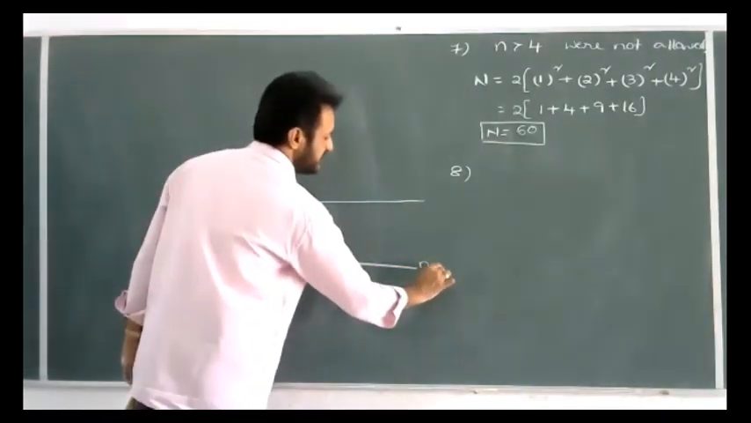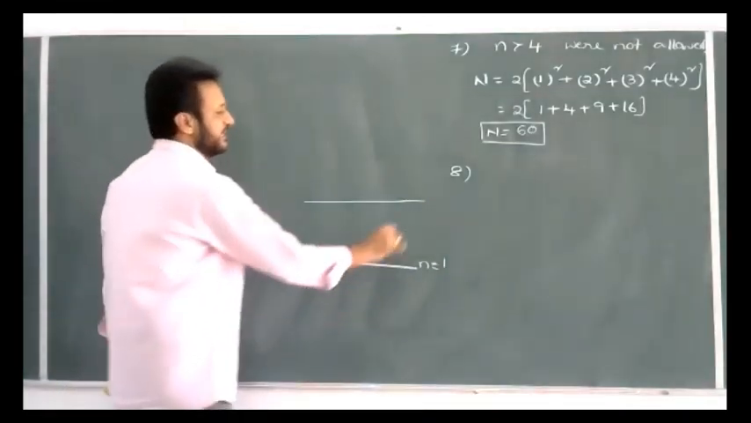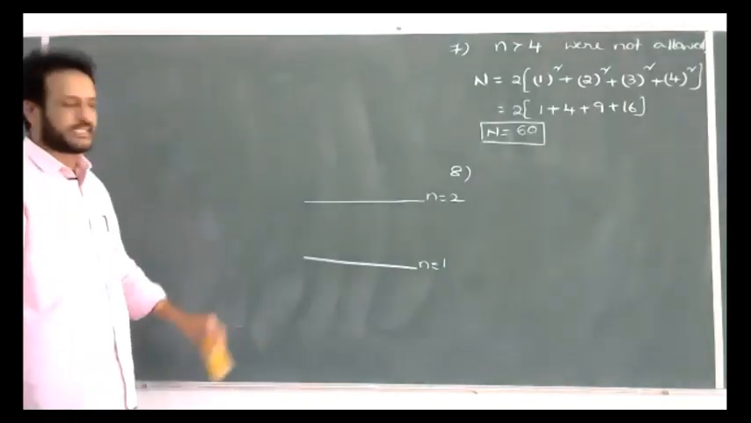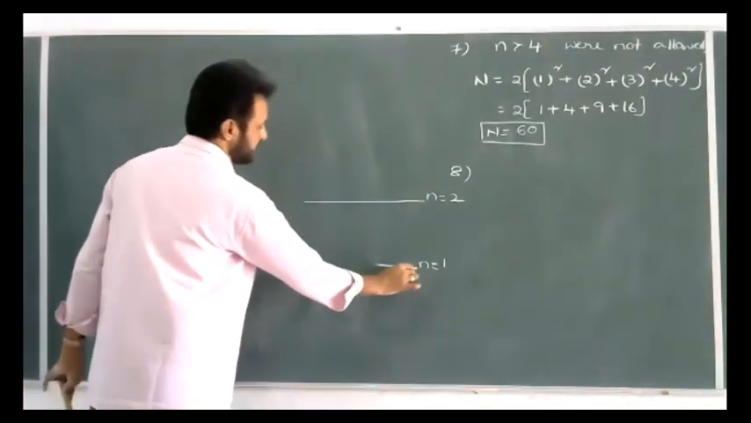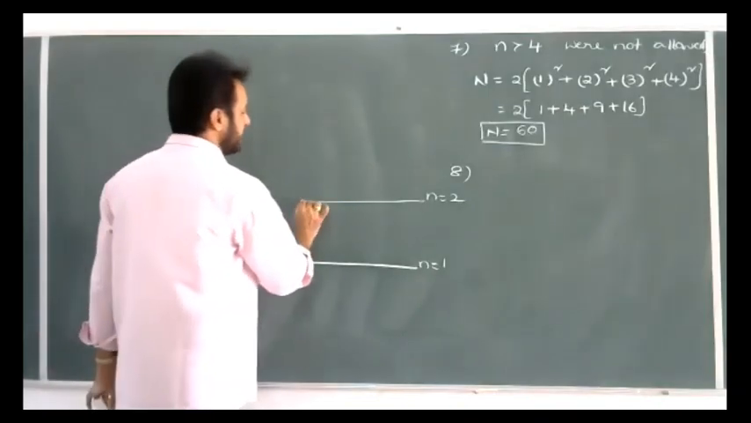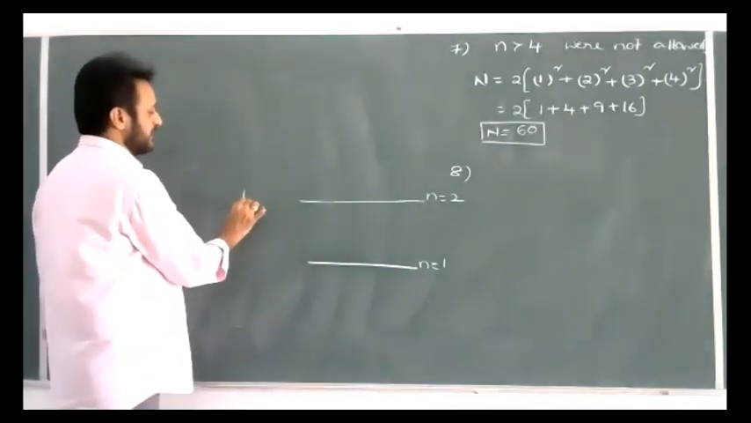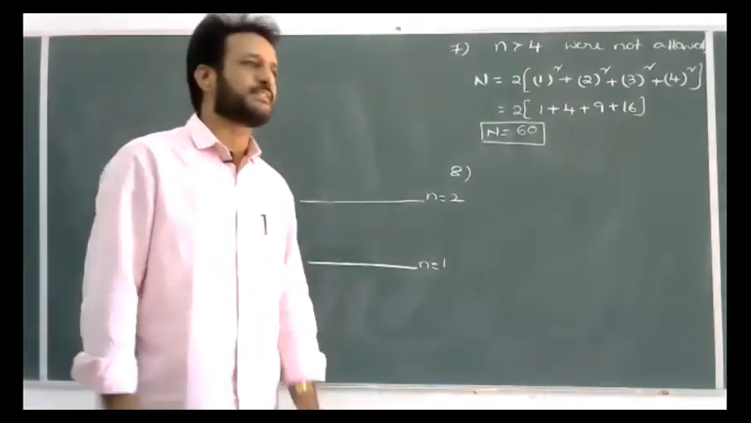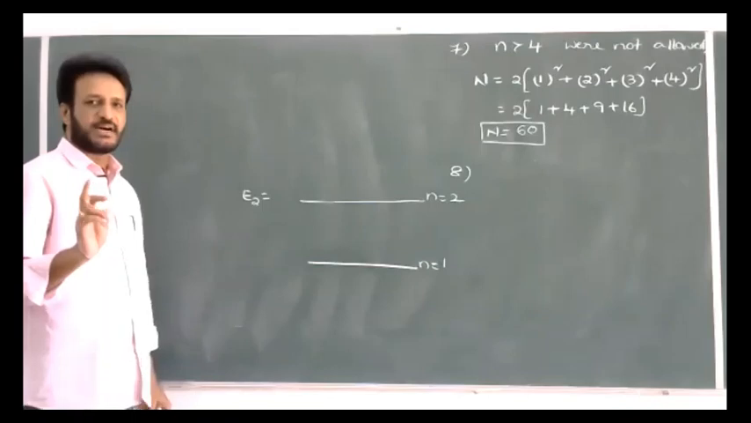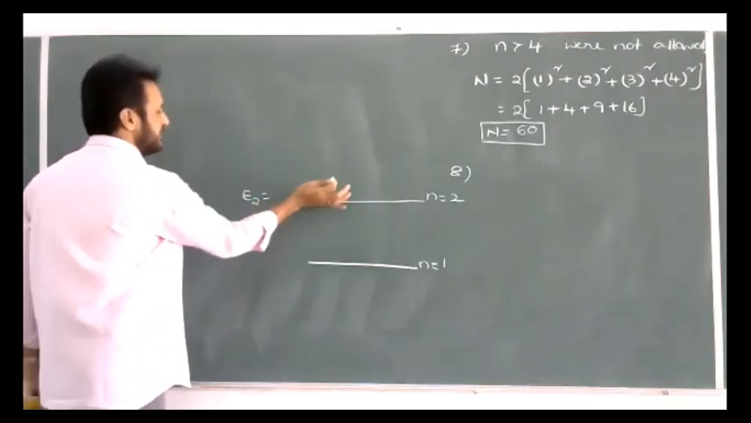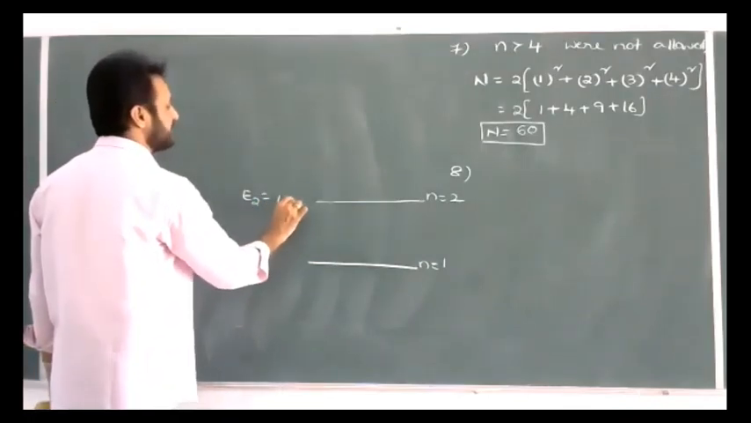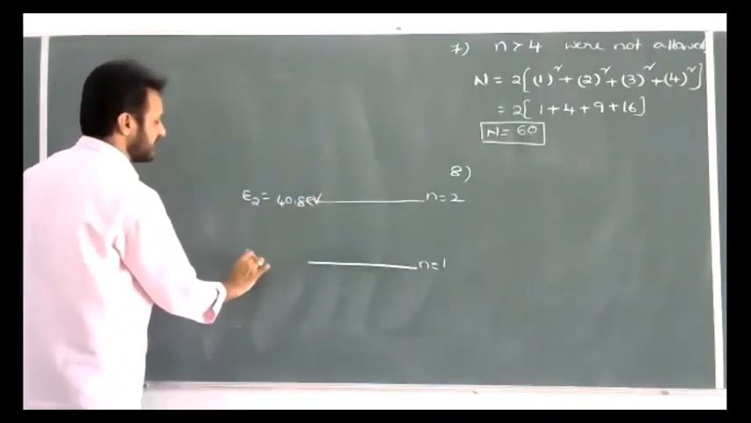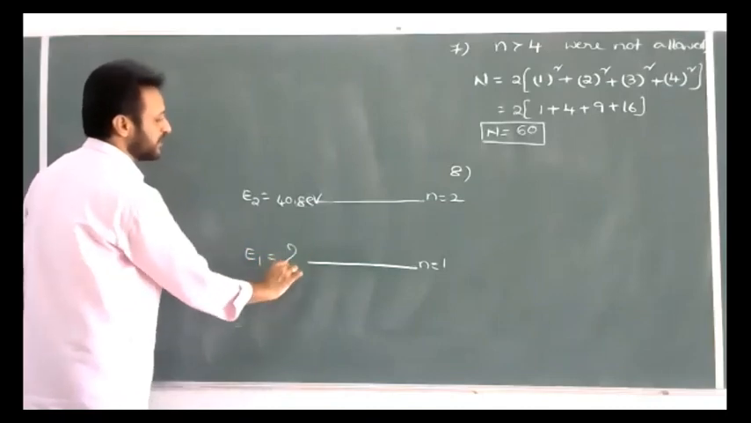You should write: n is equal to 1 is called the ground state, n is equal to 2 is called the first excited state, correct? Now what they have given in the question: the energy required to remove an electron from the first excited state is 40.8. It is not a hydrogen atom, maybe a hydrogen-like atom. Here the energy is 40.8 electron volt, correct? Now how much energy is required to remove the electron from the ground state?